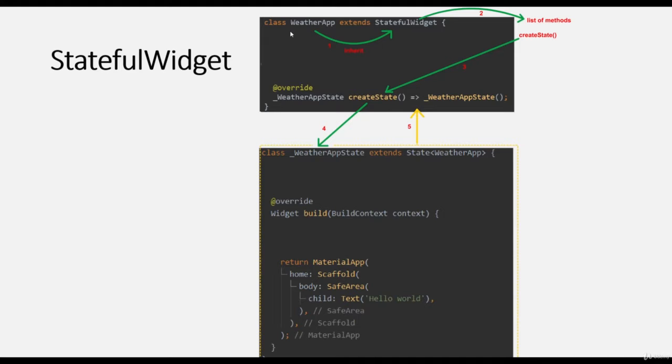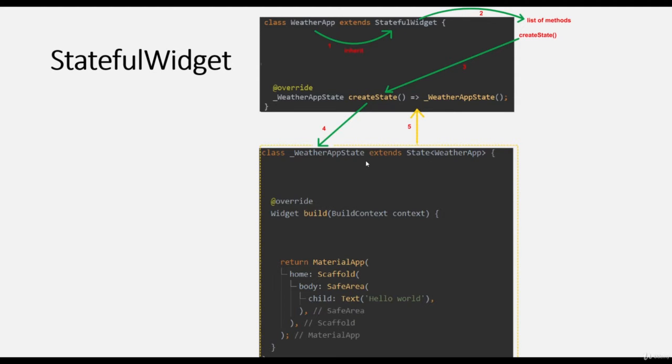So here we have the weather app extends this stateful widget. And extend means this class inherits this class. So when this class inherits this class, we will get access to this function from this class. It's part of this class. So this function will create an object or an instance of this class. This means we will get full information and details about the state of this class.